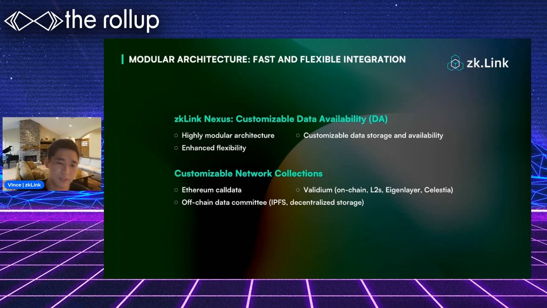And also the second aspect of the modularity of the layer 3 platform is the customizable network collections. So some application might say, I want Ethereum, I want zkSync, I want Starknet, I want Linea, I want Taiko, I also want Polygon zkEVM, I want every ZK EVM available on the market.